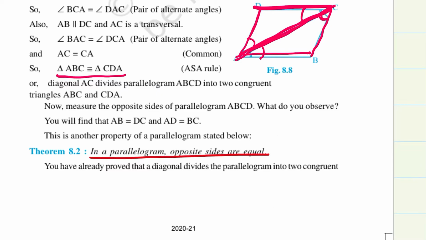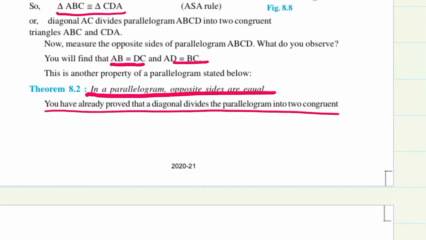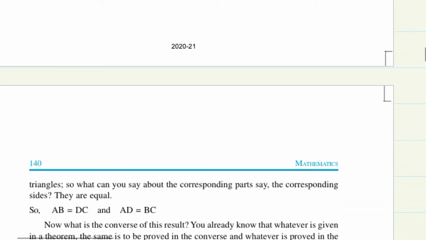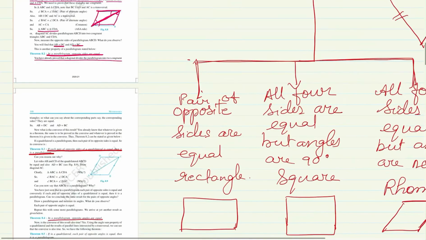Now measure the opposite sides of the parallelogram ABCD. What do you observe? They are also equal. So there is another property for it, that is, in a parallelogram opposite sides are equal. We have already proved that the diagonal divides the parallelogram into two congruent triangles. So you can say that the corresponding parts, say the corresponding sides, are equal by CPCT.